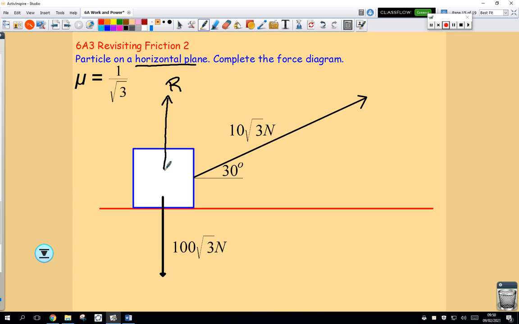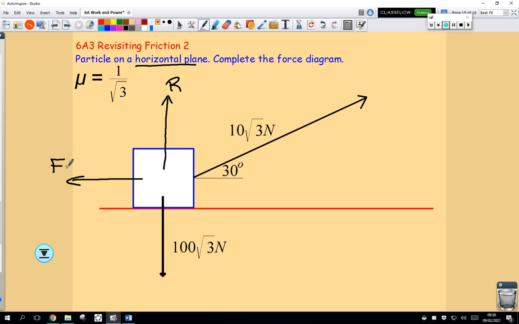However, the normal reaction is no longer the only up force here. This tension is a bit up as well, so that's going to reduce the normal reaction. So we'll come back to that in a moment. Also, we can see there's a coefficient of friction here, so there's going to be some force that I'm going to call F here to the left. Okay, there's my force diagram complete.